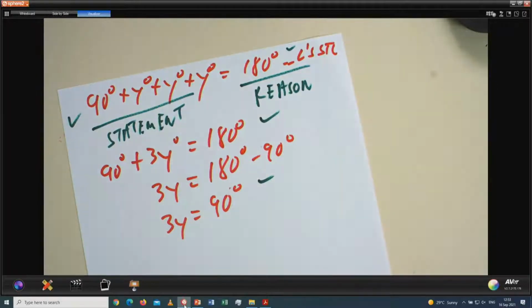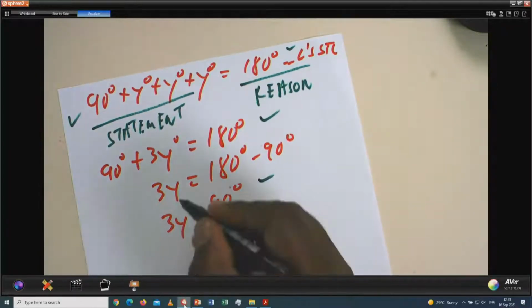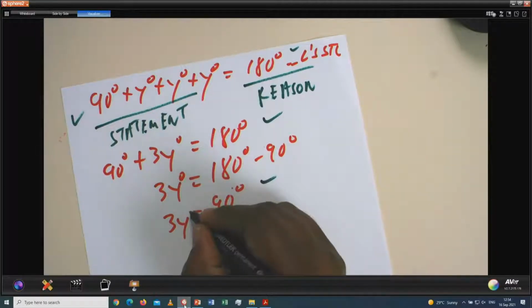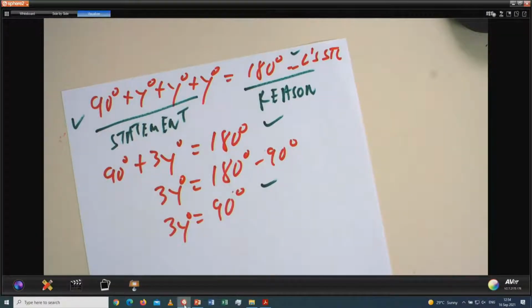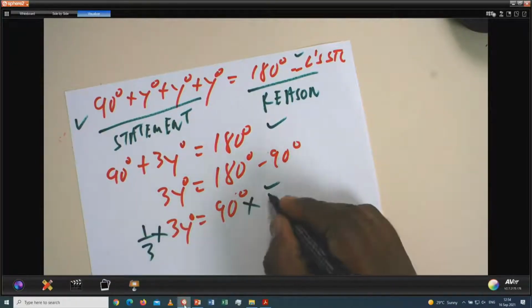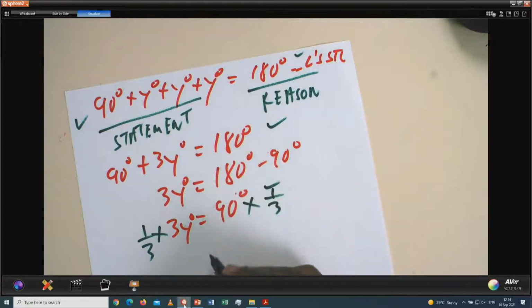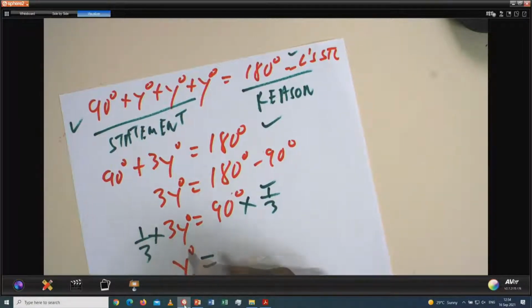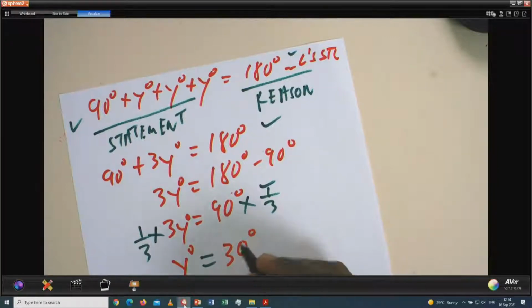Remember, what are we interested in? We are interested in y, right? We all agree. We are just interested in y. We are not interested in that 3. Therefore, we'll get rid of the 3. We'll multiply it by the inverse. But remember, what you do on the left, you do on the right. Meaning, your y degrees equals to 30 degrees.